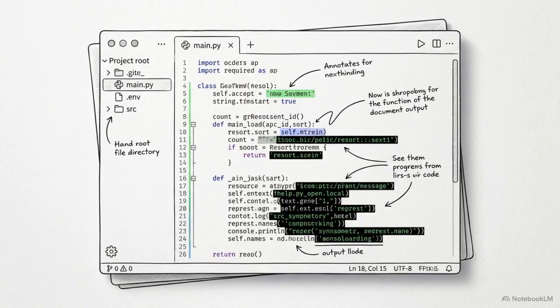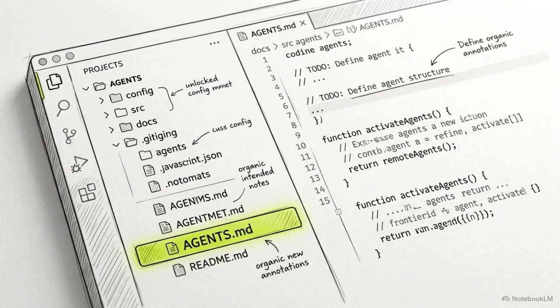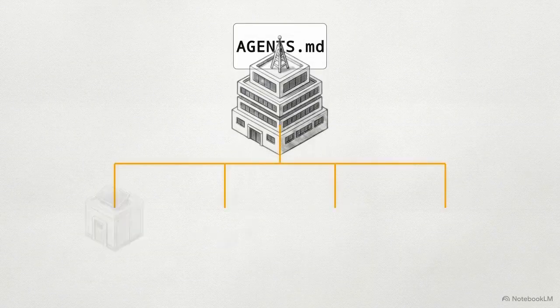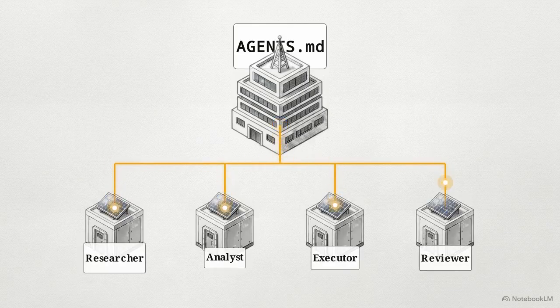To build this structure, open your repository root. Create a new file named agents.md, plural. This file acts as the city map for your codebase. It documents the entire multi-agent ecosystem and establishes the organizational chart so every piece knows how to connect.